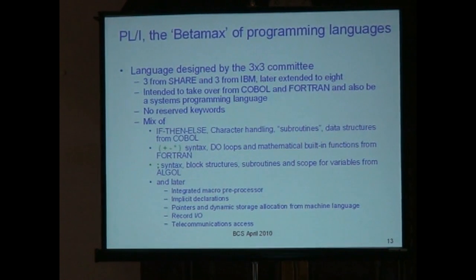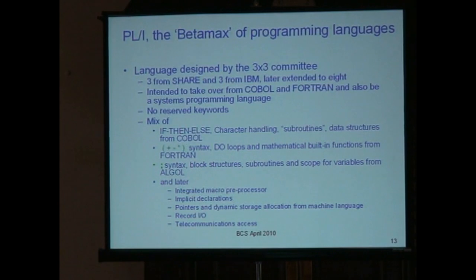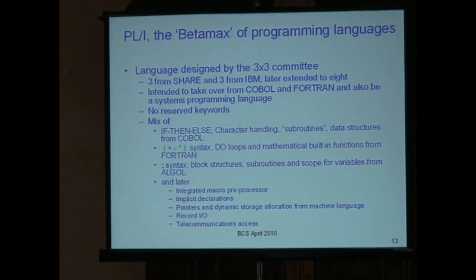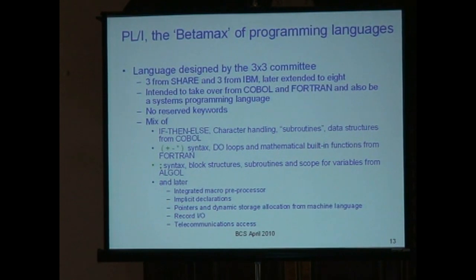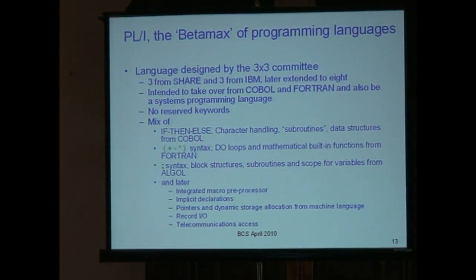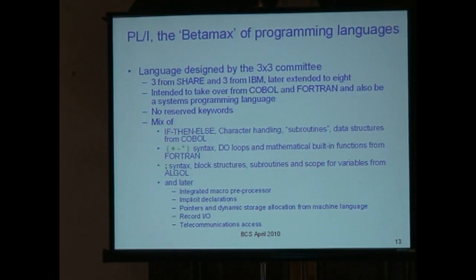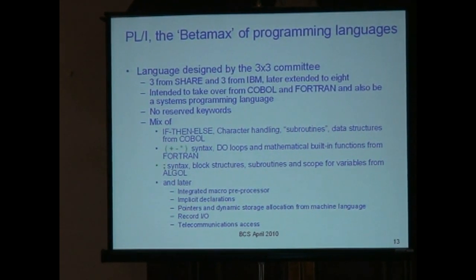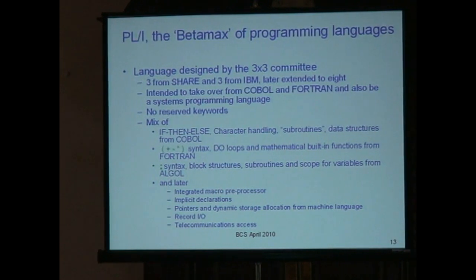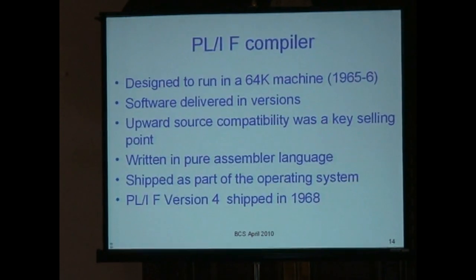It was supposed to do both COBOL and Fortran, and systems programming. So it had pointers, it had do loops, if then else, all that sort of thing. And there's just a list of all the things. And later on, we got preprocessors, pointers, record I/O, which is pick up a piece of storage and bung it off to a disk, rather than stream I/O, which is pick up a value and print it somewhere. So it had almost everything you wanted, but it was just like Betamax.